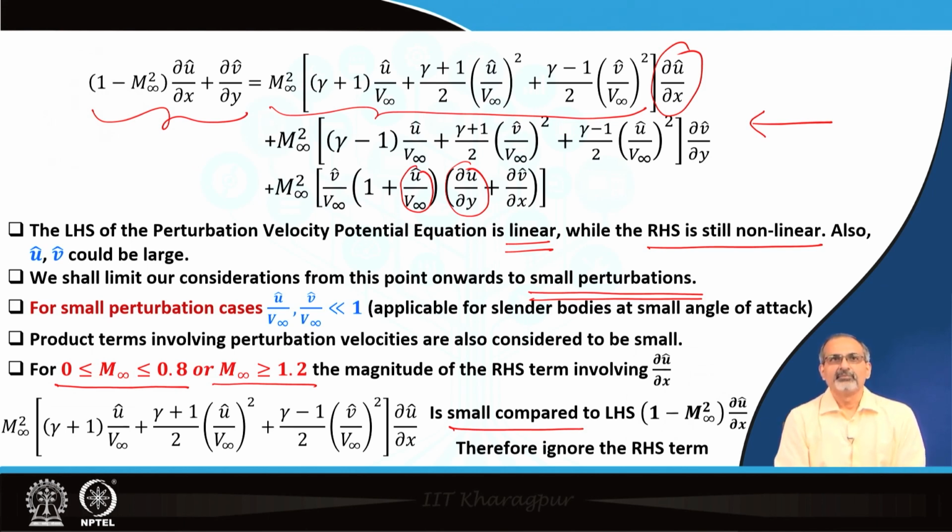Now, the basis of this is that if M infinity is not very close to 1, then 1 minus M infinity square is going to be a significant term, and only then will the left hand side term involving del u hat del x be significantly larger than a term like this, and therefore, under that context we can drop it. So, we are limiting the Mach number range for which that first term on the right hand side can be dropped. We are now bringing in more and more constraints.